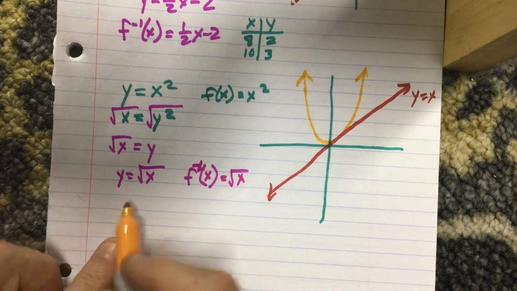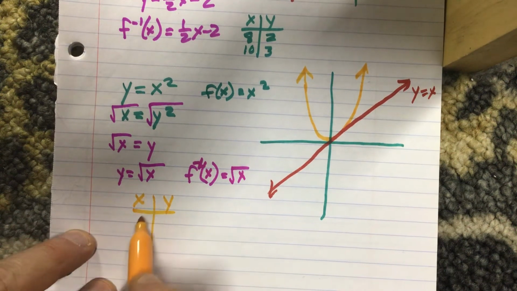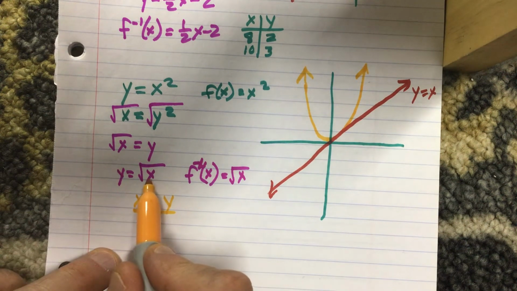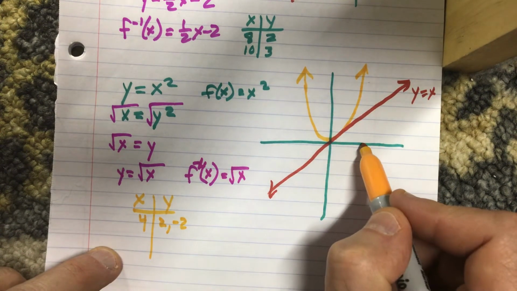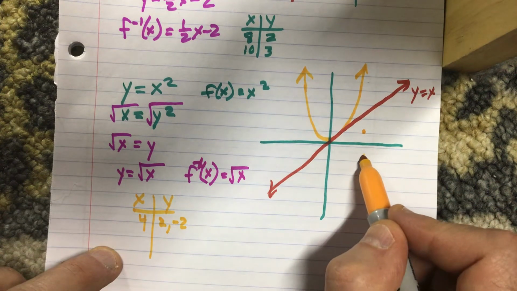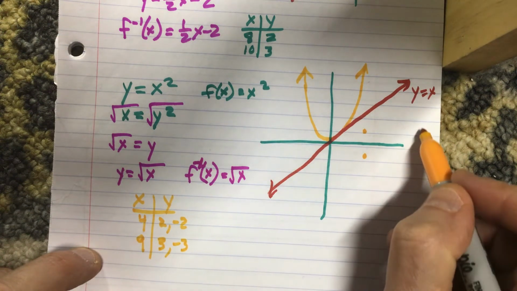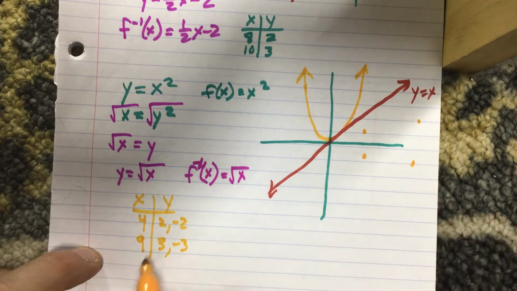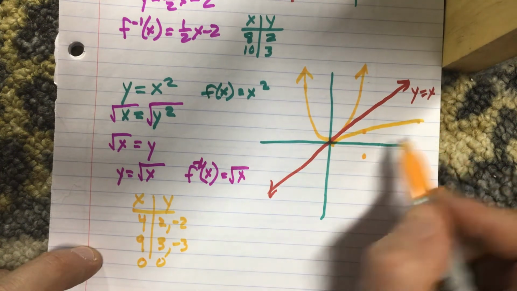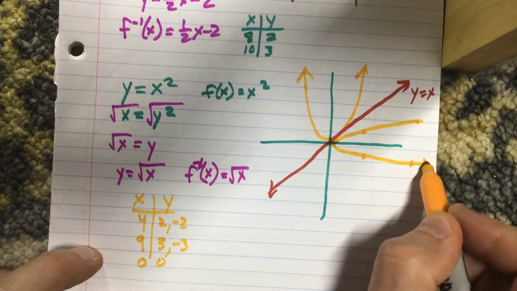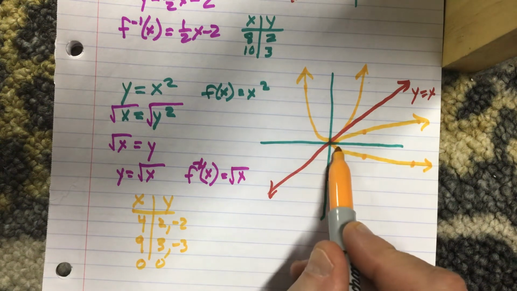So let's make a little table here. If you were to plug in 4, let's say, which is a perfect square, the square root of 4 is 2 and negative 2. So if you were to plug in 4, you would get 2 and negative 2. If you were to plug in 9, you would get 3 and negative 3. And of course, if you plugged in 0, you would get 0. So it looks like this, sort of a sideways parabola. And it's the mirror image of this graph reflected over this line, y equals x.